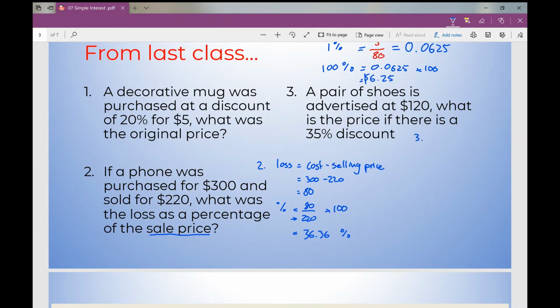Right, and the last type of question here, question 3. A pair of shoes is advertised at $120. What is the price if there is a 35% discount? Now, if we are taking 35% off the price, the amount that we have remaining is 65% of the original price. And the way we calculate this is we change our percentage into a decimal, change our of to a times, and then put that straight in our calculator. And that is going to equal $78.